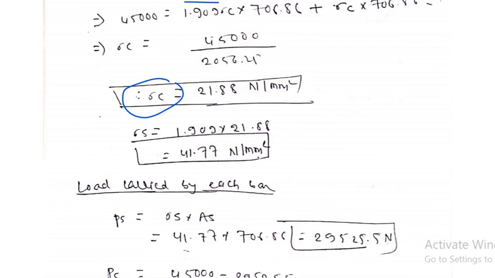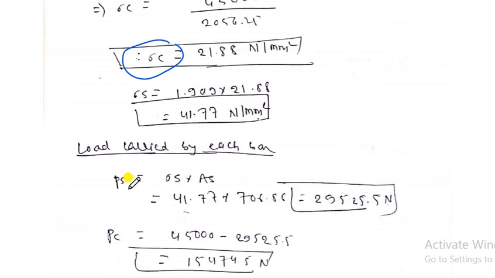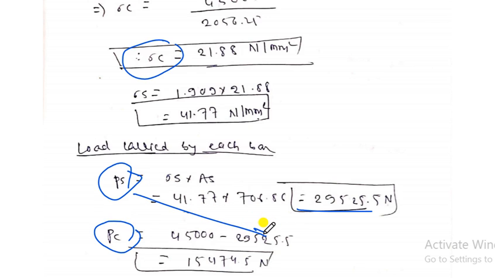Once you know these, we just need to calculate the load. The load carried by the steel is equal to the stress induced in steel into the area of steel. Similarly, for the copper load, 45,000 is the total load, so if you subtract the load carried by steel from the total load, you will get the load carried by copper. Or else you can use sigma c into Ac. Both equations give the same value, so no need to worry. So this is the concept related to the composite bar.